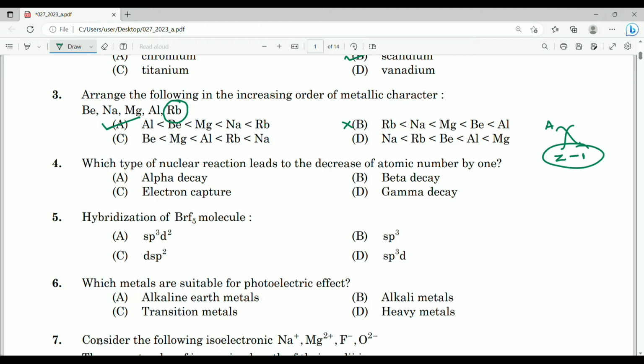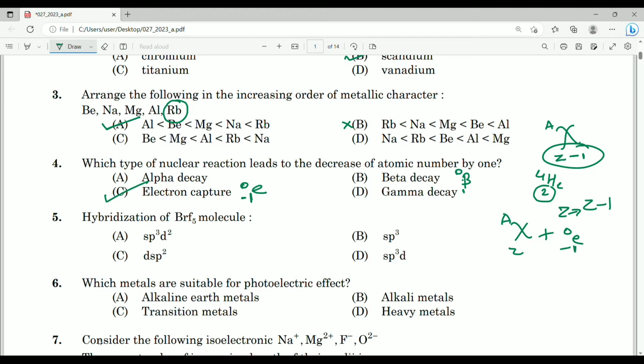So alpha decay means what? 4He2. So Z will be decreased by 2. Then beta decay means beta, 0, -1, so Z increased by 1. Then electron capture means e, 0, -1. So Z will become Z minus 1. When X of mass number A and atomic number Z undergoes electron capture, that means Z minus 1. So the answer is electron capture.